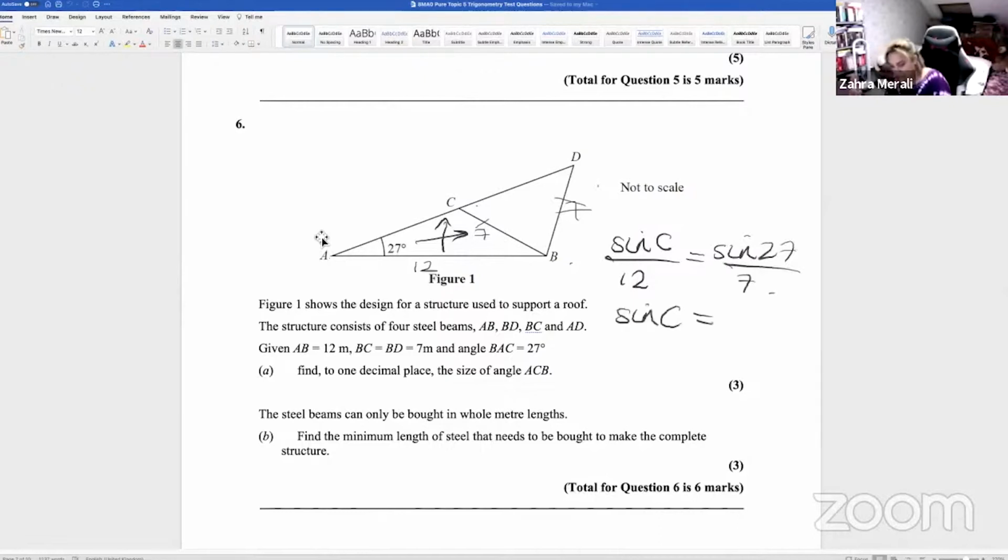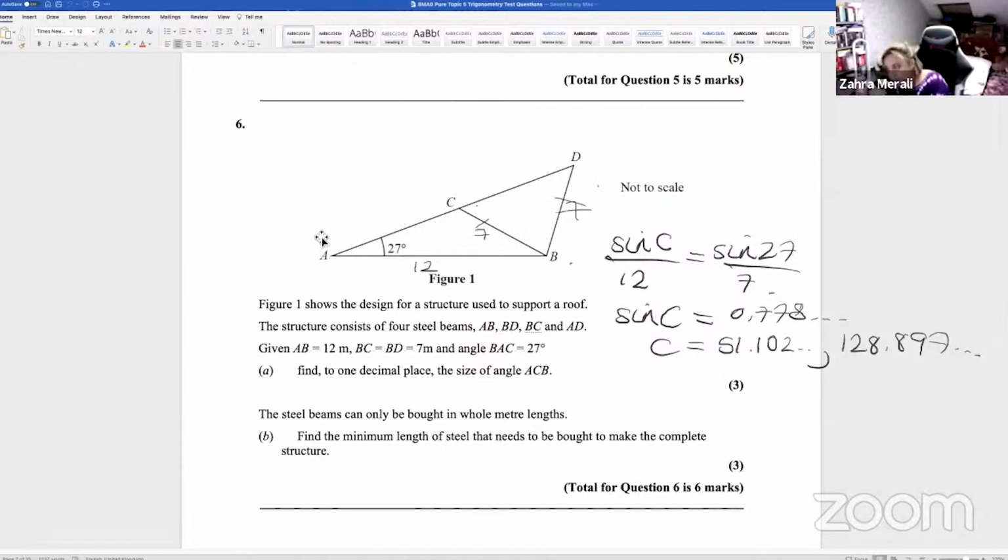So sine C equals sine 27 divided by 7 times 12. So 0.778 something. So shift sine of the answer gives you 51.102. Then remember, sine is also 180 minus. And we don't know at the moment which one it is. So 180 minus the answer, and we get 128.897. And we've got to think logically, which one of these two will it be?